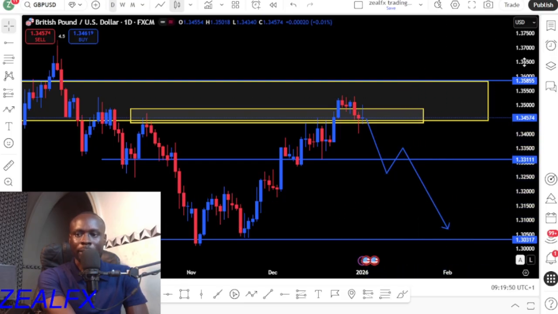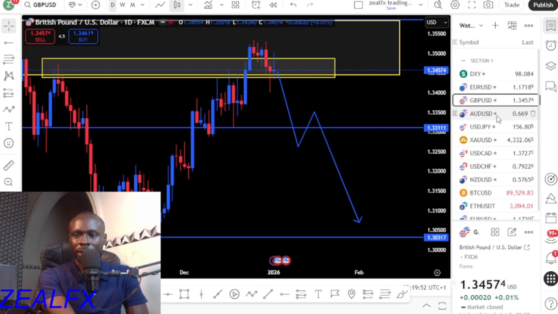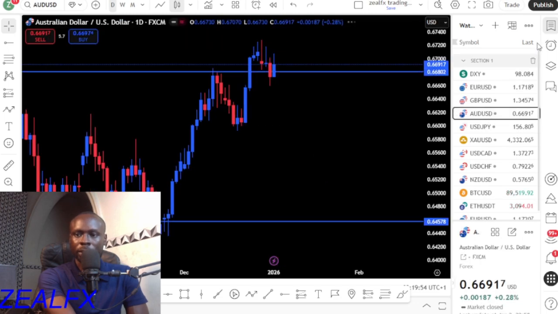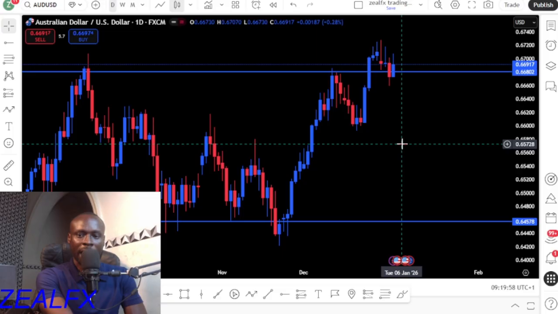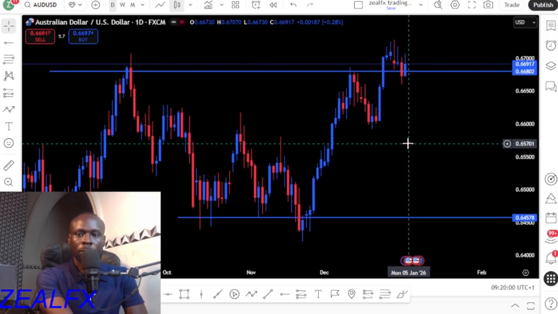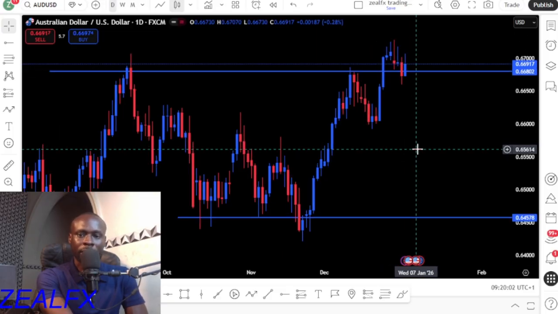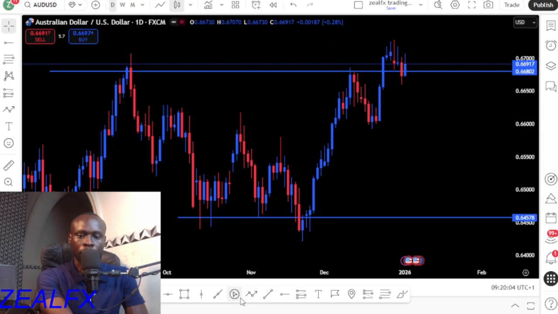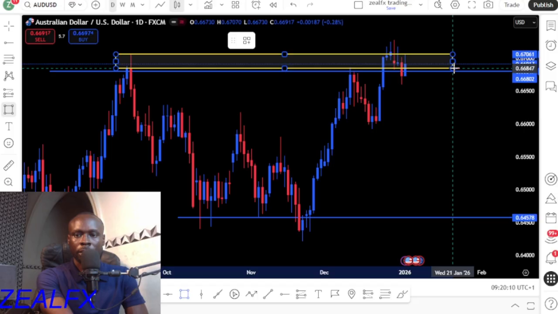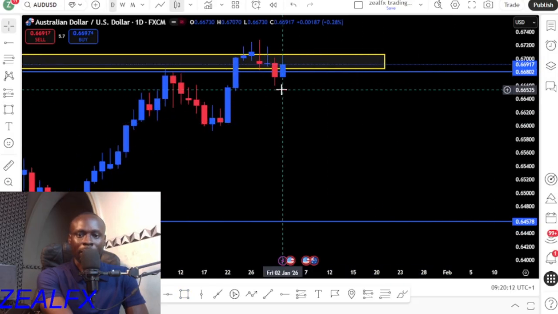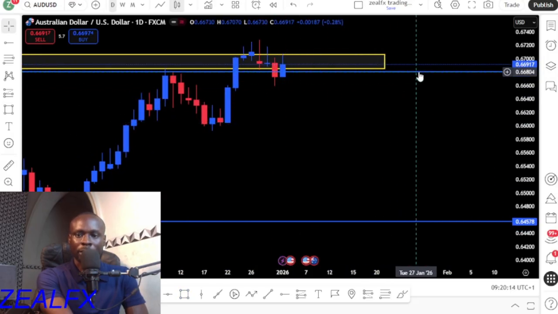So let's look at our next pair, which is Australia USD. Australia USD on the daily chart still has an uptrend structure, but currently we have price on a resistance level, which is not encouraged for continuing to buy on Australia USD. We can see that we have price on this resistance level. Then we also have our support at this area on Australia USD.